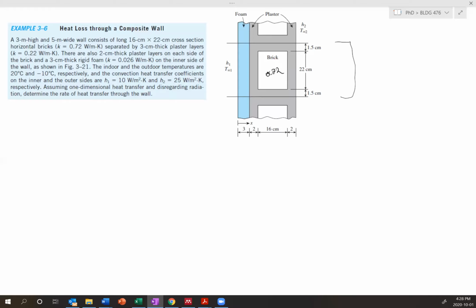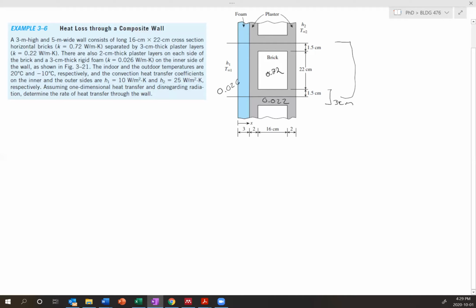Sorry, there's also, sorry guys, okay, a 3-centimeter layer of plaster. So that's this 3 centimeters. And this has a K of 0.022. And then we have 3-centimeter thick rigid foam that's given. K is 0.026 on the inner side of the wall.